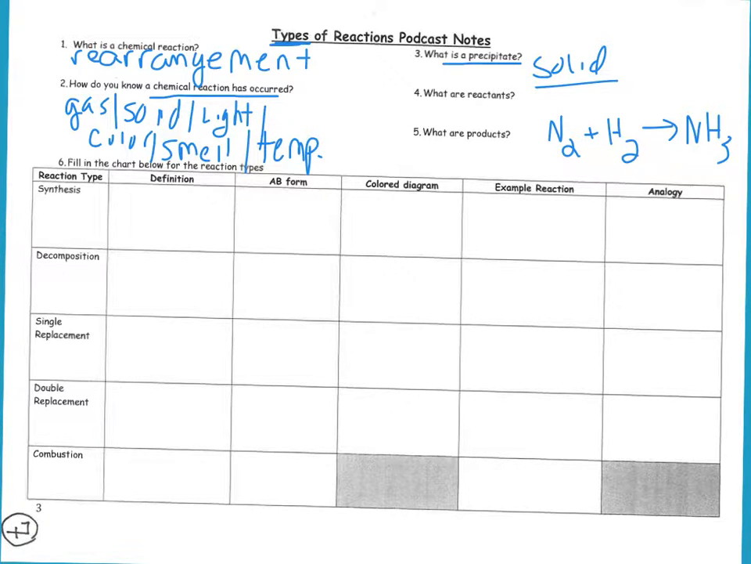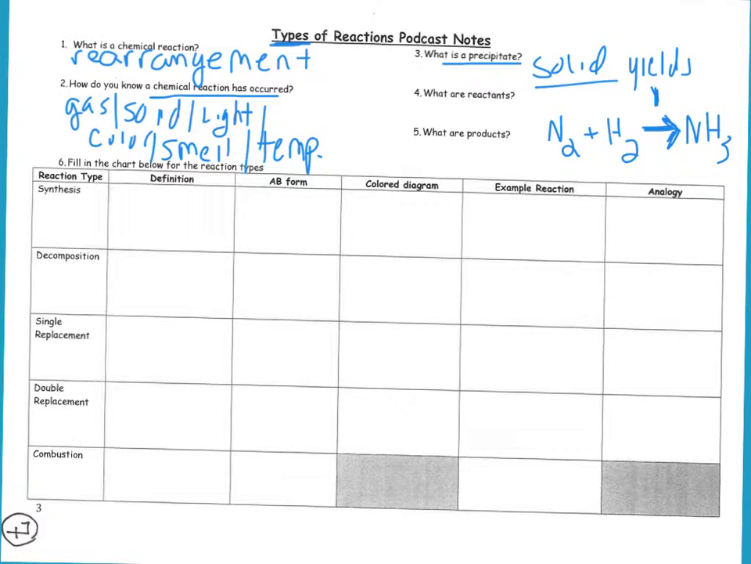Here I have a very basic chemical reaction. N2 plus H2 makes NH3, which is nitrogen gas plus hydrogen gas makes ammonia. And there are parts to the chemical reaction. This is an arrow. This arrow means that it yields something, or it transforms into something, or it rearranges something, or it creates a new product of sorts. So the arrow is the transformation.